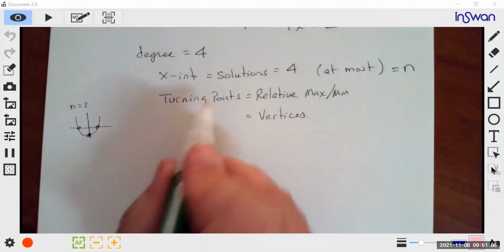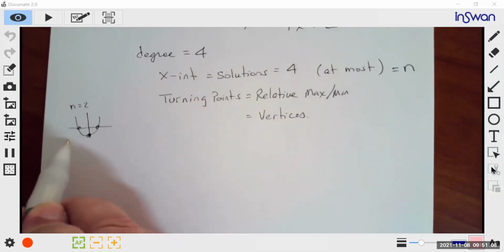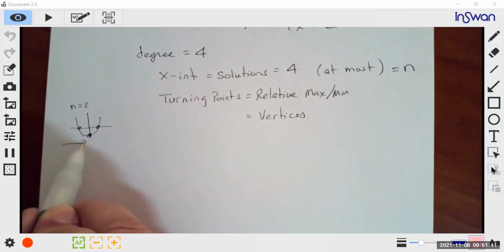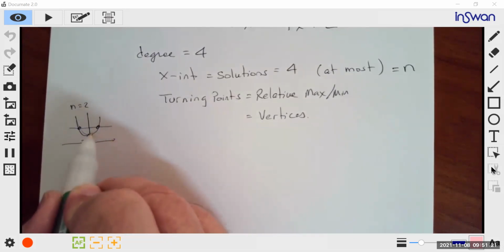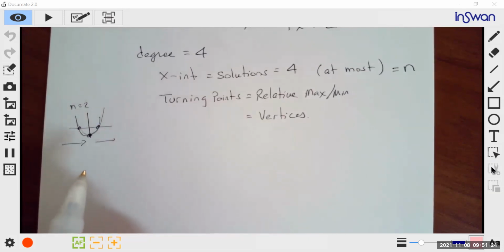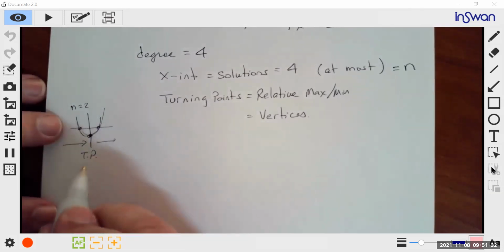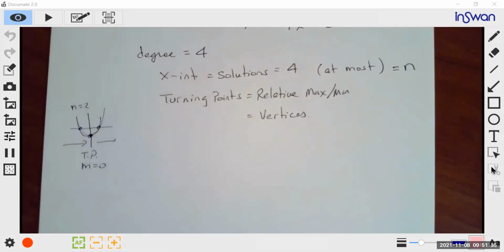It's called a turning point because if you think about it, coming from this way, what direction? Is it an increasing or decreasing function? It's decreasing. Once you get to this point, then as x gets bigger, it's now increasing. So this point, the turning point, is where it changes direction. That's where the slope is 0, and that's where it starts changing direction.